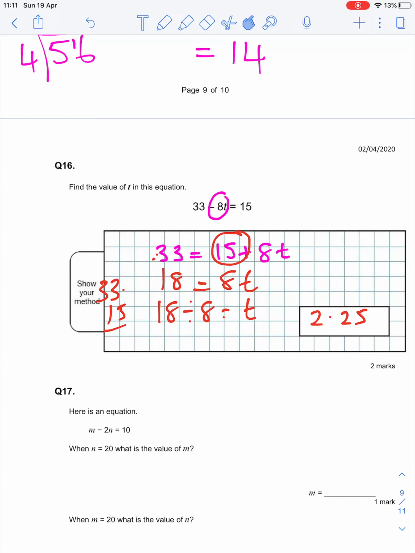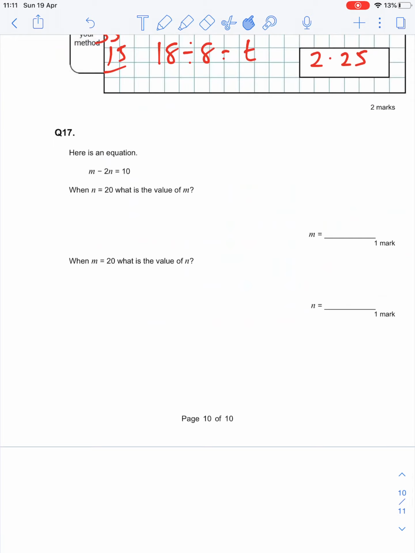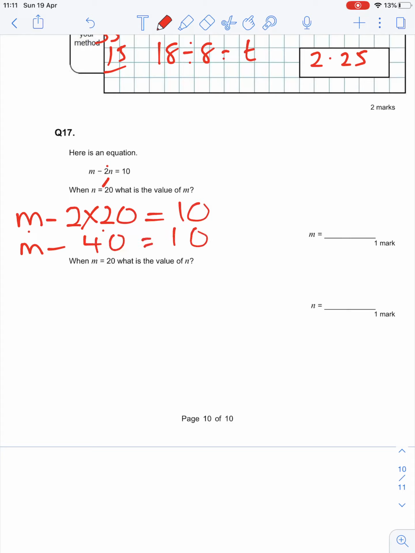Okay, we finish on an easier one. Here's an equation, m minus 2n equals 10. n equals 20. What's the value of m? So again, going back to the beginning, we're just substituting. So m, take away 2, and remember letter and number together means times 20, and it equals 10. So something, take away 2 times 20 equals 10. First thing I'm going to do is work out what my 2 times 20 is, and it's 40, and it equals 10. I think it's quite easy, that one. m take away 40 equals 10. Something take away 40 equals 10. Or 50 take away 40 equals 10.